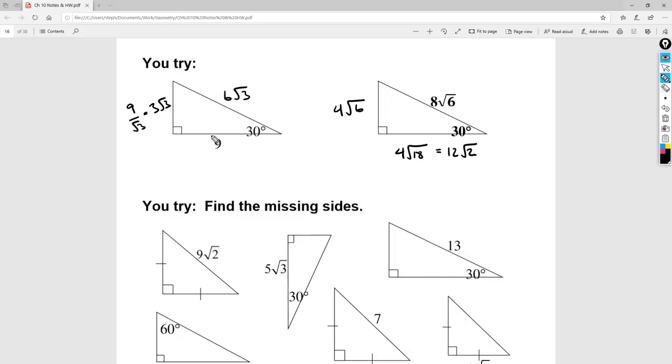So over here in our first example, I'm going to divide by the square root of 3 because I need to find my shorter leg. And when I rationalize, I'll get 3 root 3. Double this is just 6 root 3 for my hypotenuse.